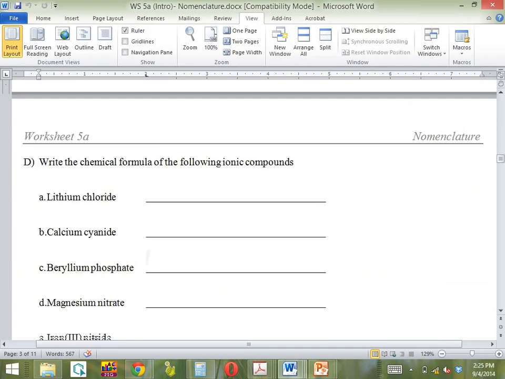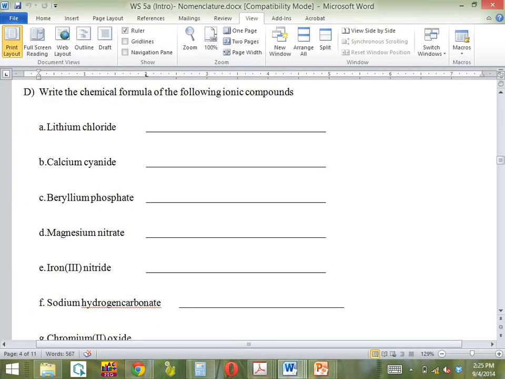So there's that table. And then part D gives you the name of an ionic compound and asks you for the formula. The table gave us the names and the formulas for the ions and asked us to put them together. So when we're dealing with a name like this, the first thing we have to do is identify what are the ion formulas, and we need their charges.